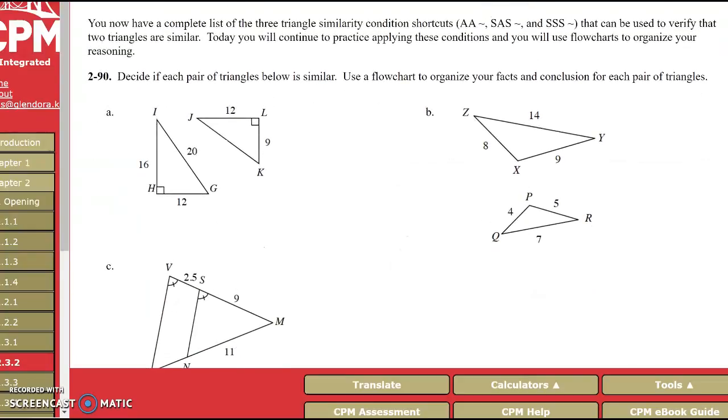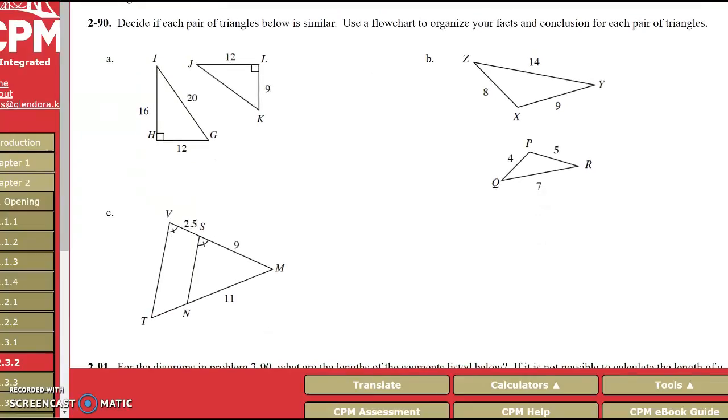Okay, you now have a complete list of the 3 triangle similarity conditions. So angle, angle, side, and side, side, side similarity that you can use to verify triangles are similar. Today you're going to continue to practice applying these conditions, and we're going to use a flowchart or flowcharts to organize our reasoning. So 90, decide if each pair of triangles below is similar. Use a flowchart to organize your facts and conclusions for each pair of triangles.